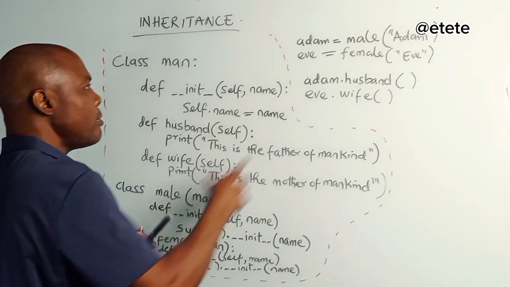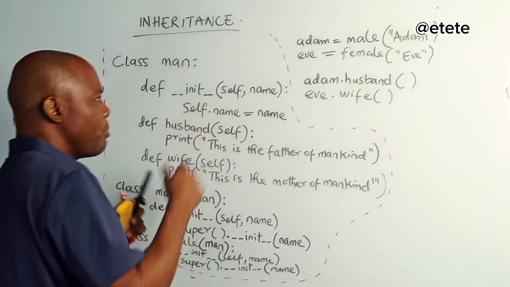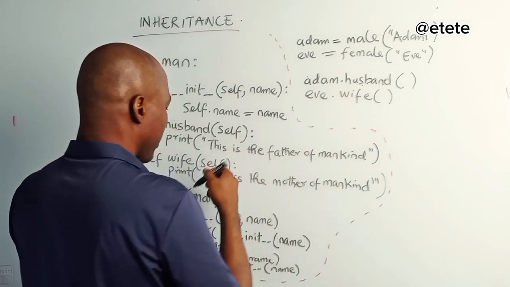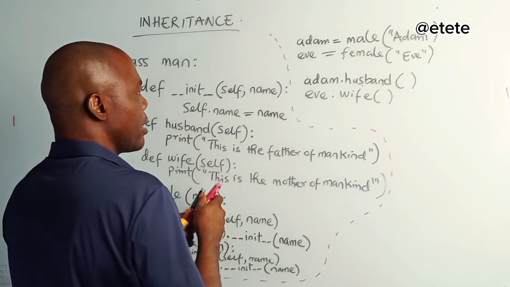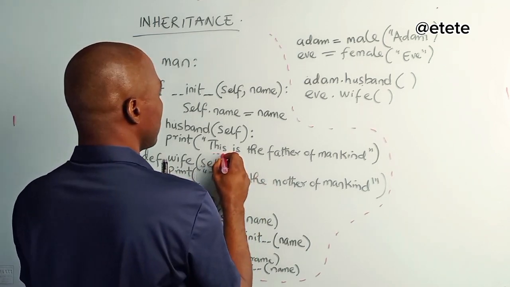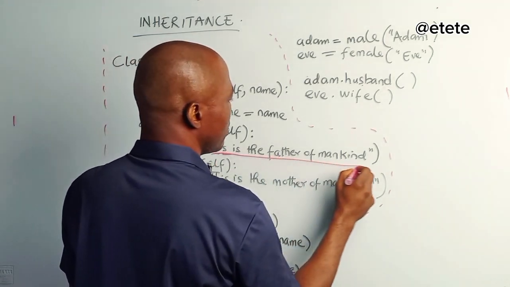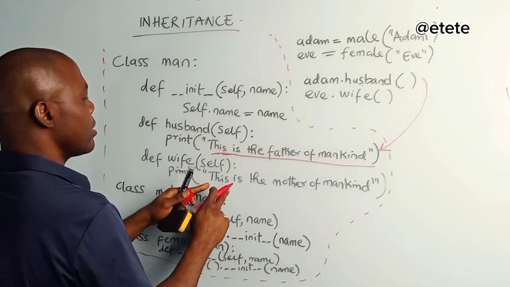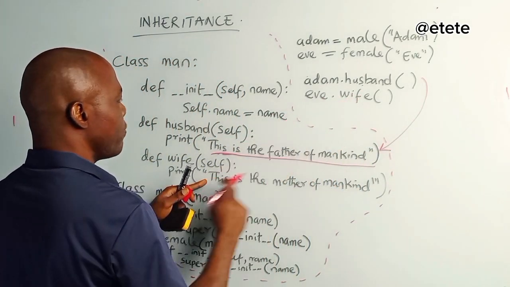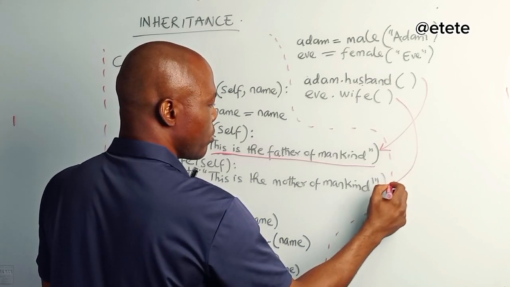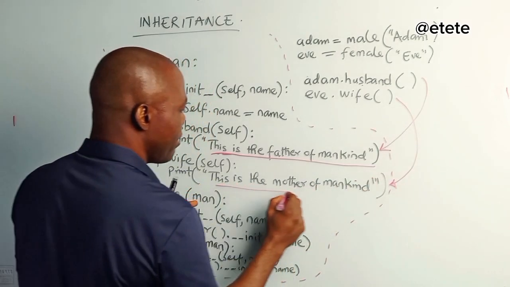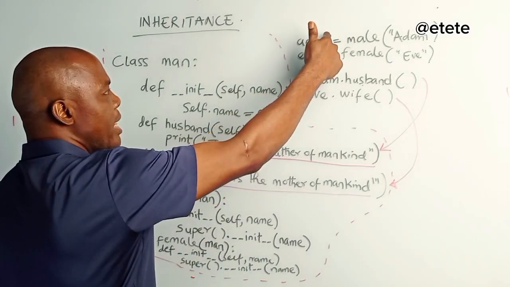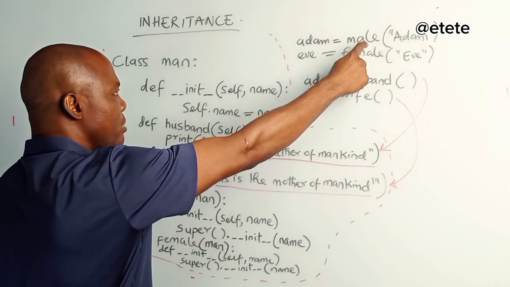Now, when I do this, what will it print? This one will print this husband. adam.husband will print out this. While this eve.wife will print out this one, will print out everything that is here on the screen for me. So what happened? I instantiated the object for this male class.